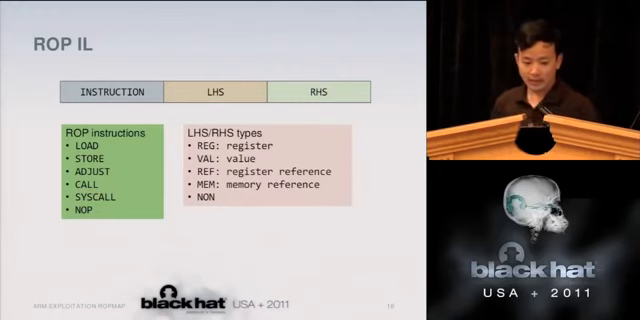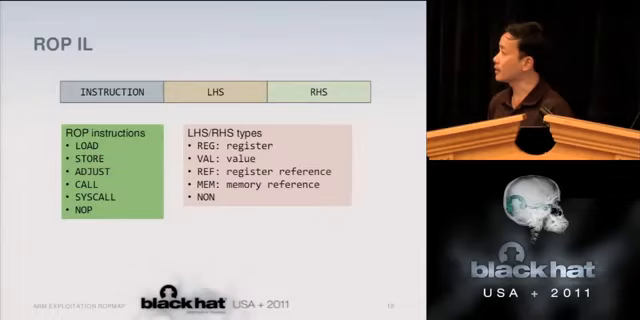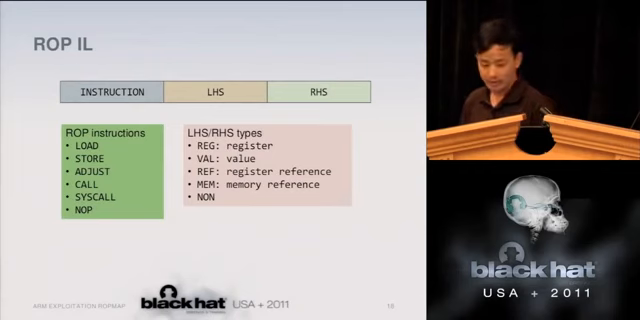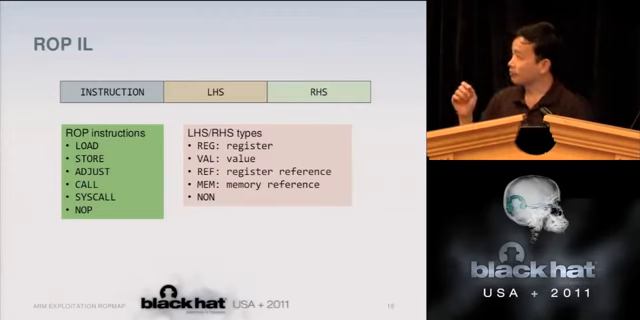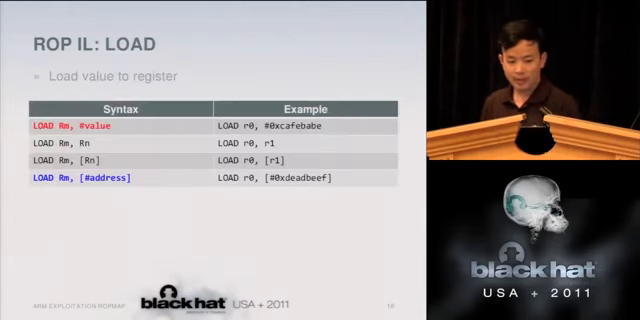For the left-hand side and right-hand side data types, we have 4 types. They are the register, the constant value, the memory reference by a register, and the memory reference by an address. That's all. So I will show some use of the instructions in detail.